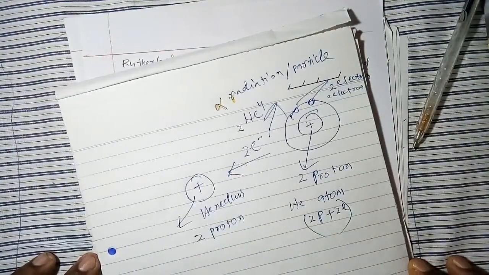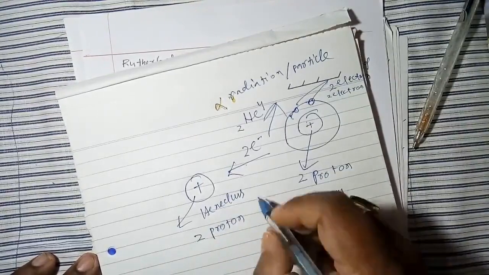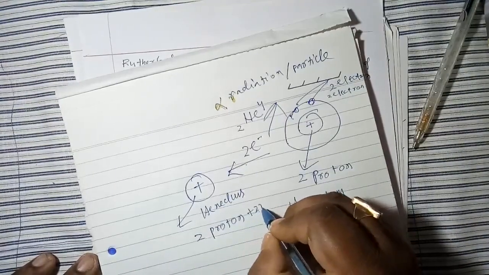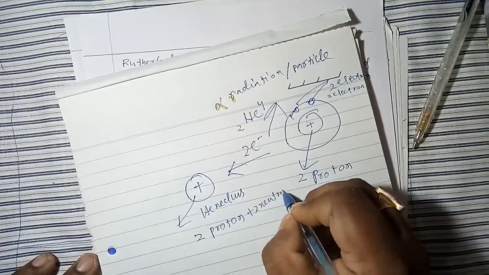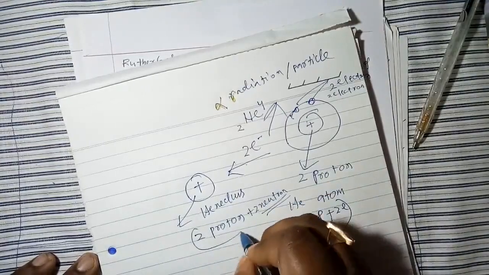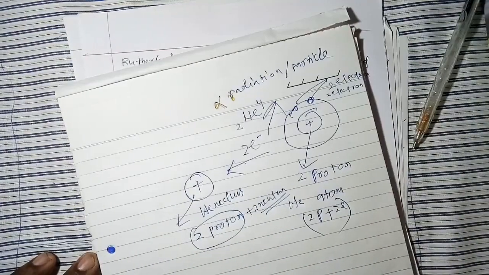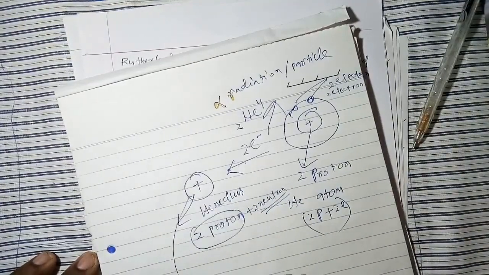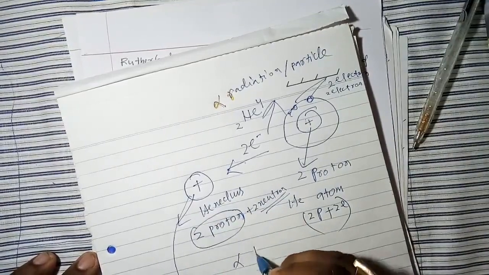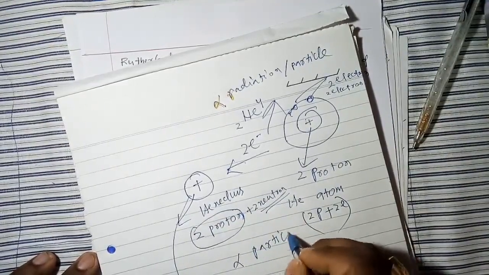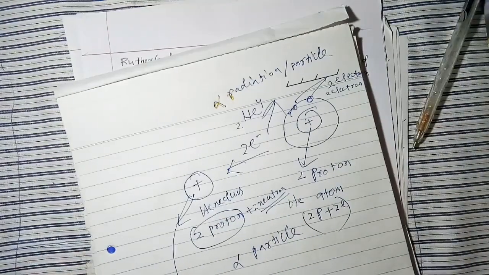And what will we have in the helium nucleus? Only 2 protons will be left. I am not talking about the neutron, because the neutron is a chargeless particle. Obviously inside the helium nucleus 2 neutrons will also be left, but I am not going to discuss that. I am talking about the 2 protons for the time being. And this is nothing but the alpha particle.